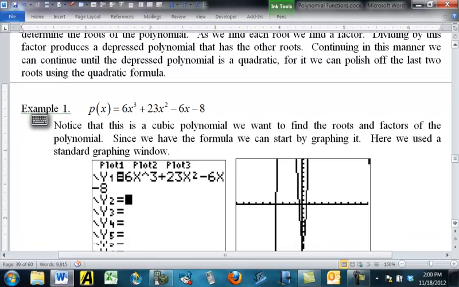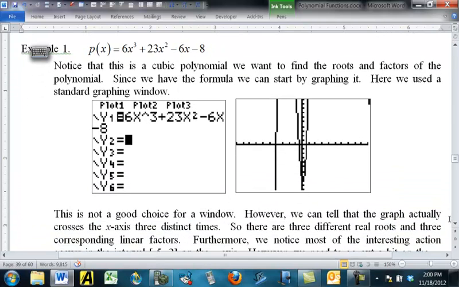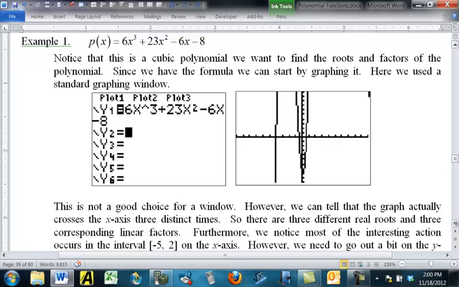So let's look at an example. Here we have p of x is 6x cubed plus 23x squared minus 6x minus 8. So I'm going to just type this in the calculator and graph it. I started just by doing zoom standard. Not the best window, but we can see actually it crosses the x-axis 3 times. So that will be our 3 real roots. So we definitely know for sure it has 3 real roots. Okay, 3 different roots.